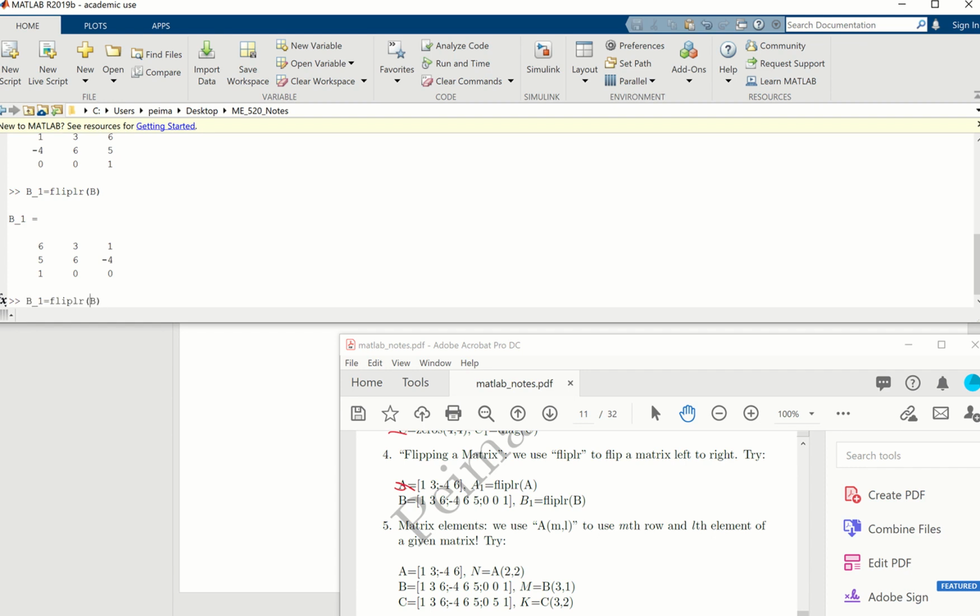So let us see if I say flip right to left. Do we have such a command? No, we don't have such a command.